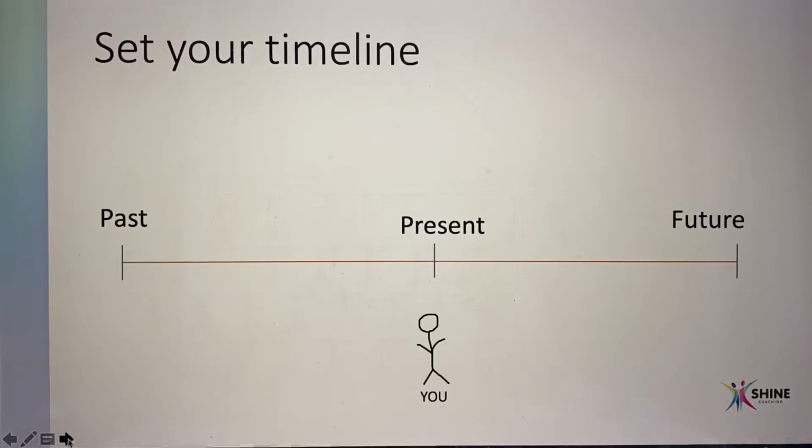Is it literally the line through you right now in your tummy? Are you standing on it? Is it right in front of you? Where is the present? And then lastly, where is the future? Is it right out in front of you, into the distance? Or is it like to the side of you? Where does the future lie?